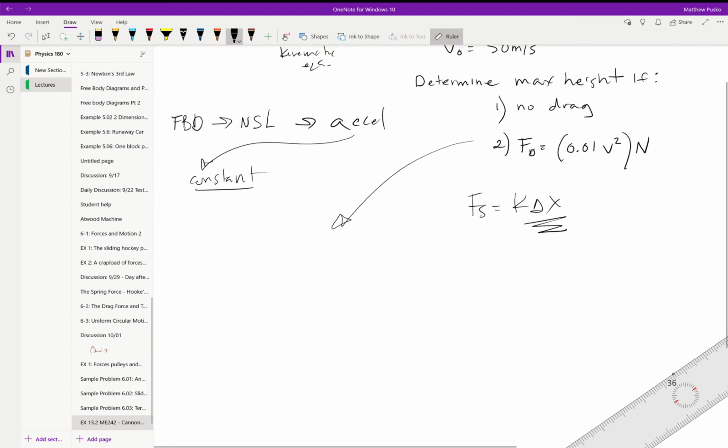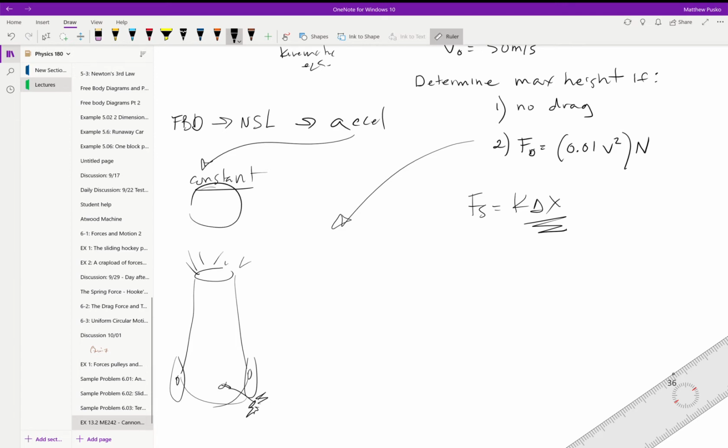So we're going to take a cannonball. You're going to shoot it out of a cannon straight up. Alright. Want to know how far it goes, how high it goes. What is its maximum height, delta y? The first case is with no drag.